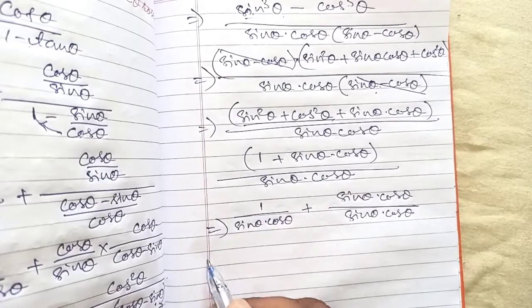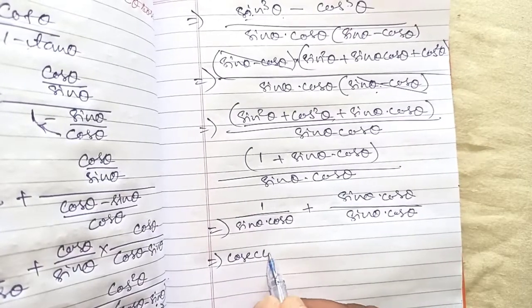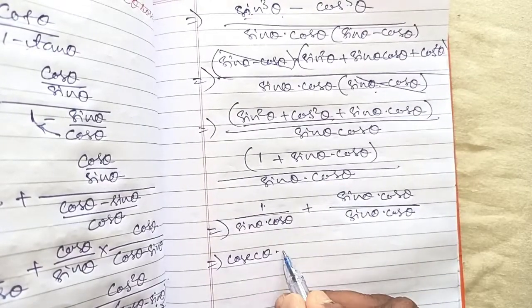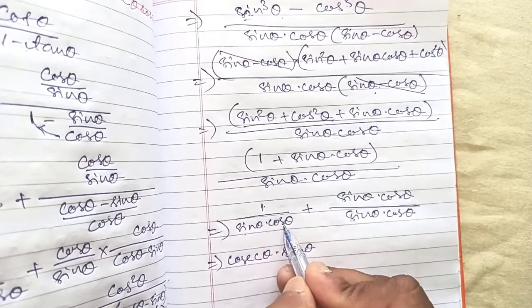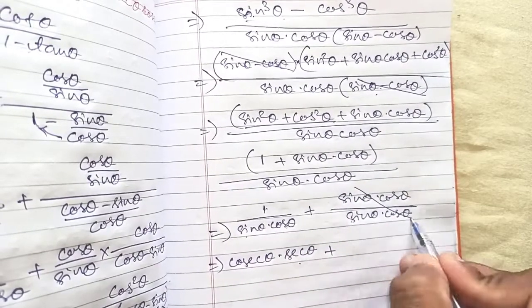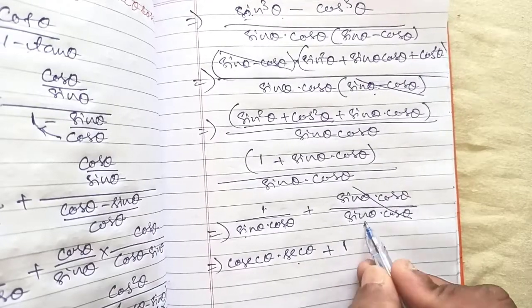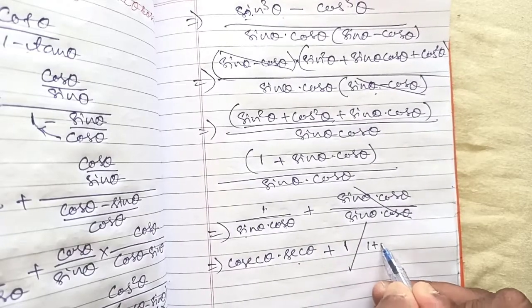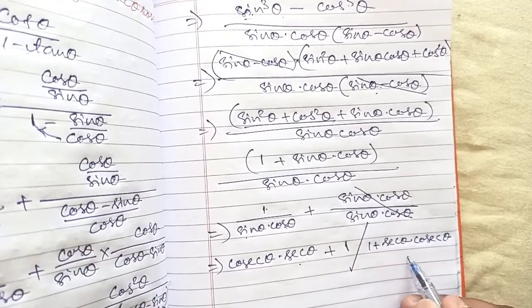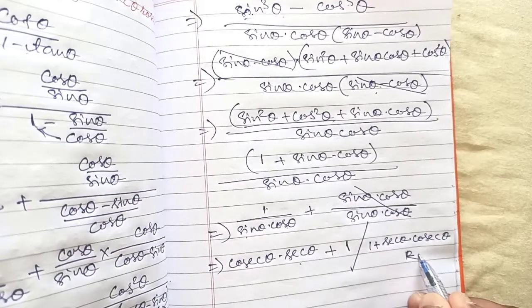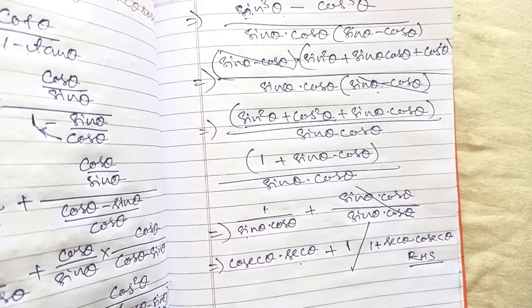Now 1 by sin theta is cosec theta, 1 by cos theta is sec theta. Okay, are you getting? 1 by sin is cosec, 1 by cos is sec, plus this is cancelled, 1. We can write this as 1 plus sec theta into cosec theta. This is our RHS.